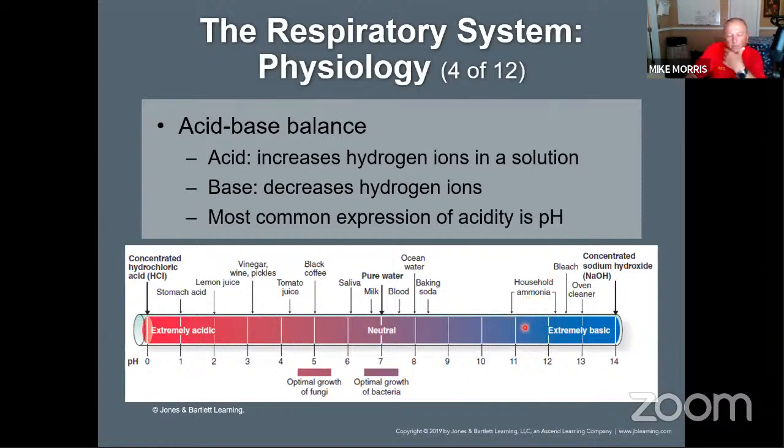Ammonia. So remember, I was talking about some really basic stuff used for cleaners. So yeah, ammonia. Look at bleach. Very basic. Oven cleaner. All right, and so then we can look down here at the stomach acids. We're about a 1. Lemon juice, pH of about 2. Vinegar, 3. So some really acidic stuff down here.